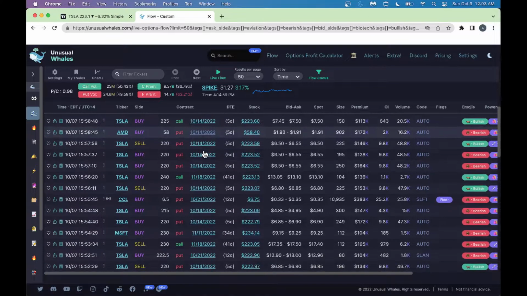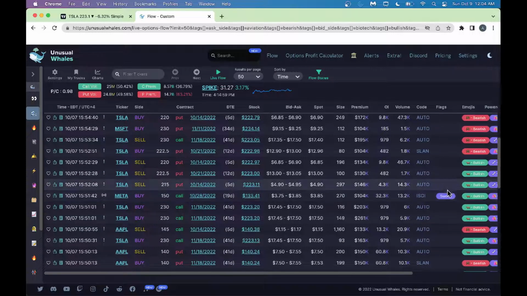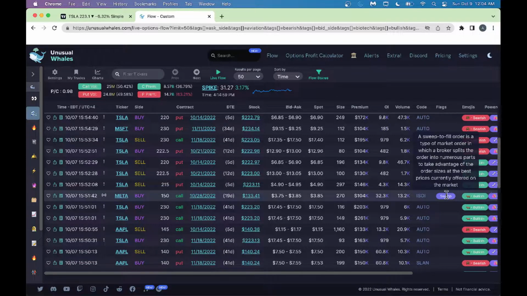And keep watching, there is also one more here. Trade was part of the flow alert. You can look at more detail. We'll look at some of those things here. And the moment you see sweep here, as many of you know, it's a market order, and it can be split into multiple exchanges.